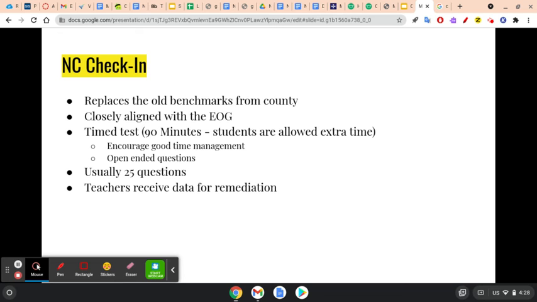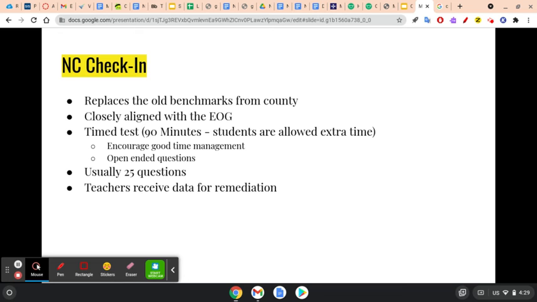There are some open-ended questions where they will not have multiple choices to choose from. They will have to solve the problem, and whatever answer they get is what they will plug in. This is taken on the computer. The check-ins are about 25 questions, and then you can normally double that for the EOG.